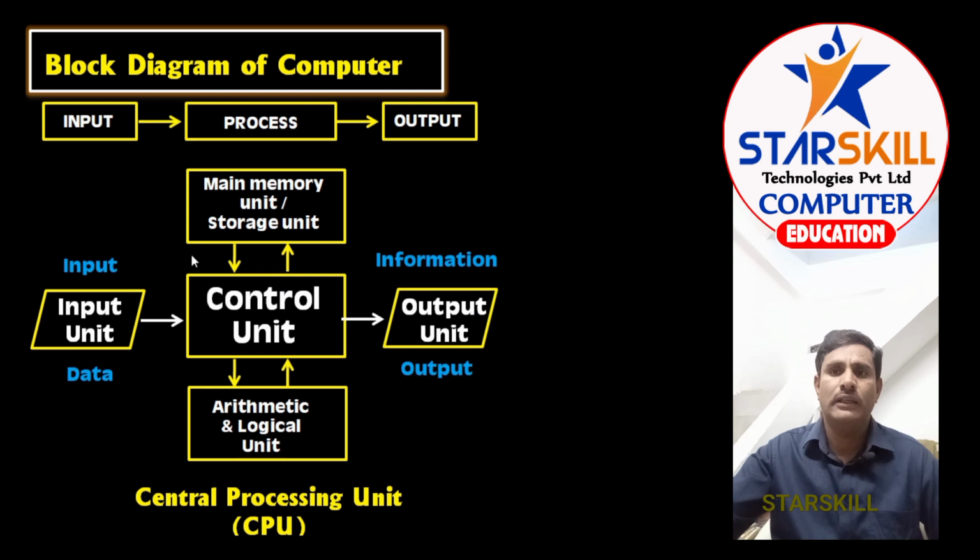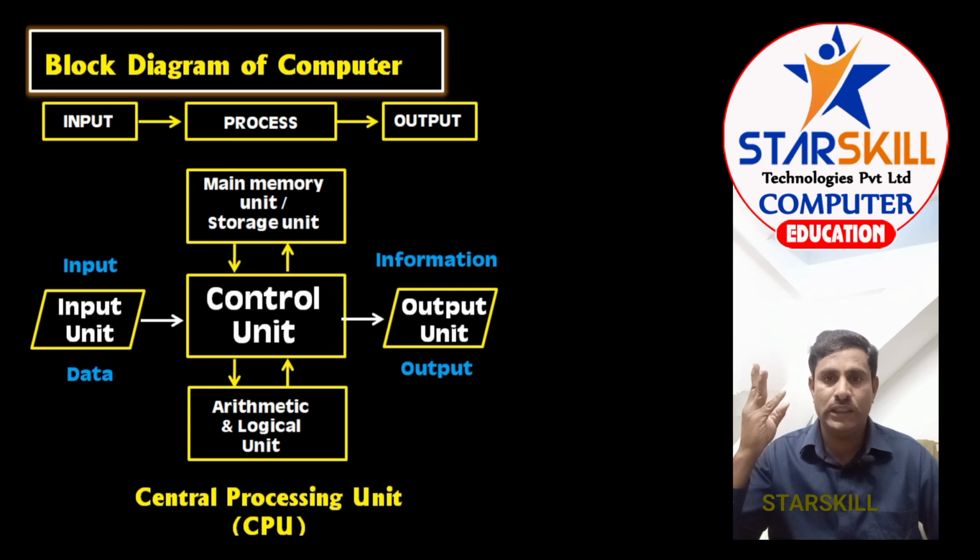Let's observe this. The CPU is the brain of the computer. Mainly it has three components. The main component is the control unit. Next, the arithmetic and logical unit, and another one is the main memory unit. The main memory unit can also be called the storage unit or storage section. It is divided again into two types, temporary and permanent. Temporary and permanent is a later concept, but we will observe the purpose of these three things.